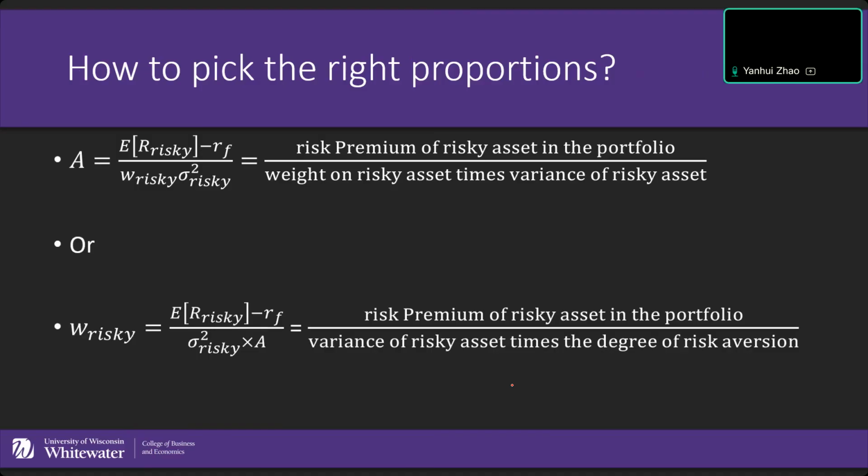Or we can switch the position of A, the degree of risk aversion, and the weight of the risky asset. If we know the degree of risk aversion for the investor, we know the allocation. It will be the risk premium of the risky asset in the portfolio divided by the variance of the risky portfolio times the degree of risk aversion for that investor. So now we have two formulas. The first formula is that if we know the allocation of the investor, we know the degree of risk aversion for that investor. Or if we know the degree of risk aversion for the investor, we know the allocation of the investor.